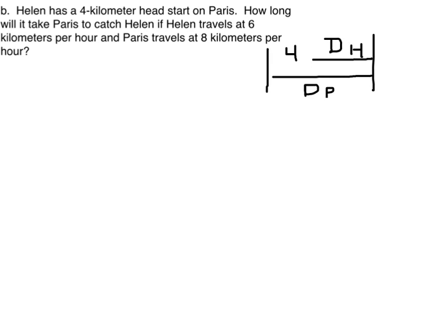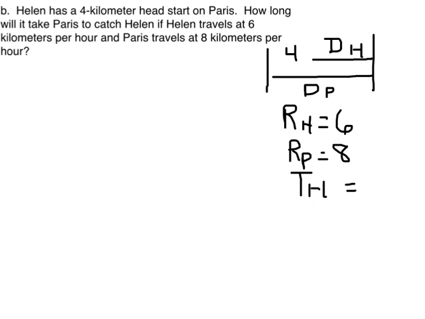So what do we know that we can fill in? The rate of Helen is 6. The rate of Paris is 8. And what can we know about the time? Well, they're the same. Time of Helen is equal to the time of Paris. Okay, so let's set up our equation.